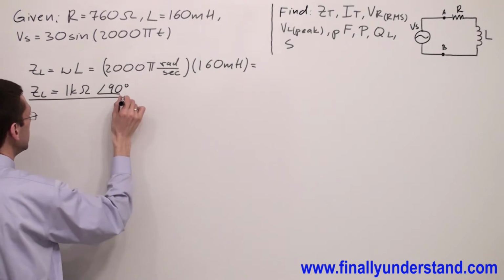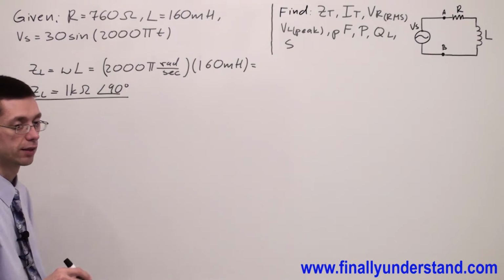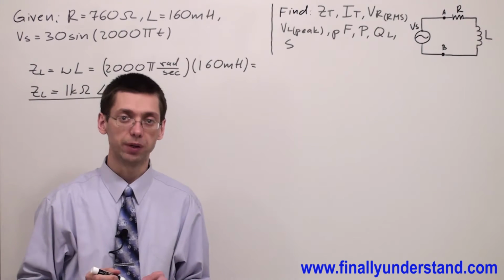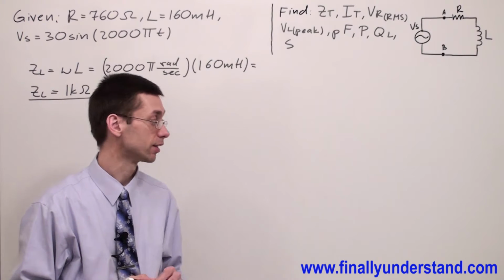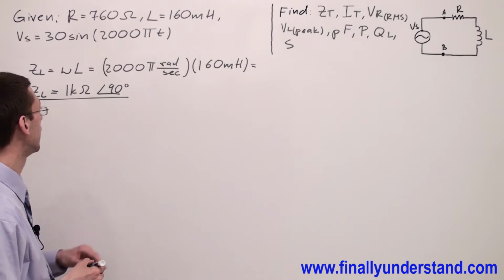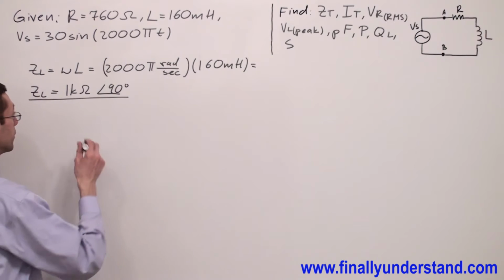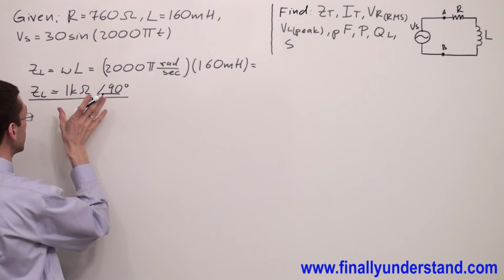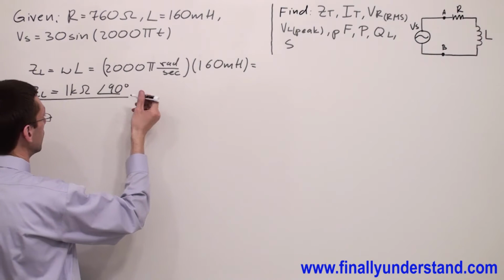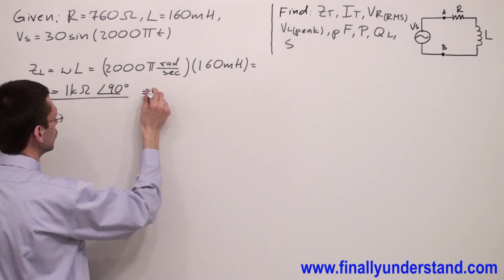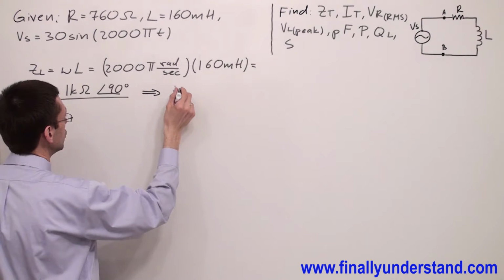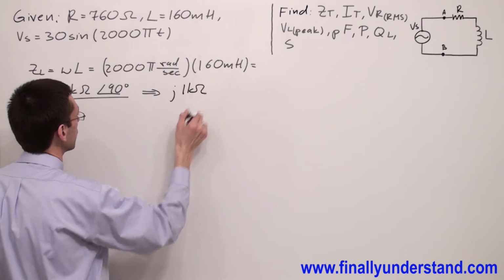Please notice that anytime you find the value of the impedance of the inductor, or inductive reactance, you're supposed to always add angle 90 degrees if you want to get the answer in the phasor form. But if you want to express this in the rectangular form, you're supposed to write that this is j1 kilo.